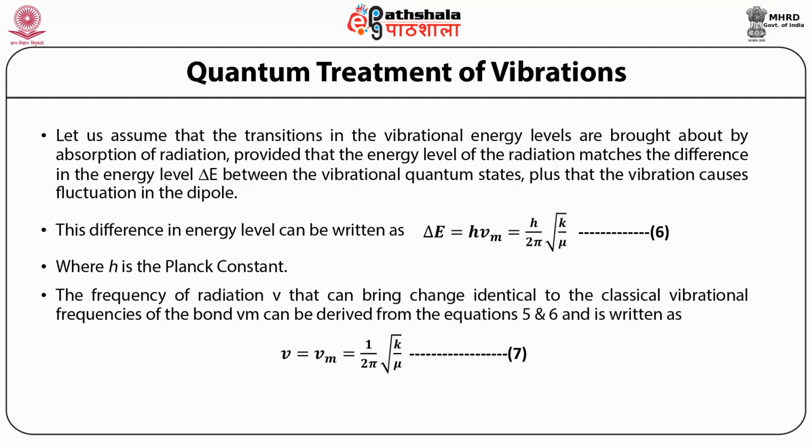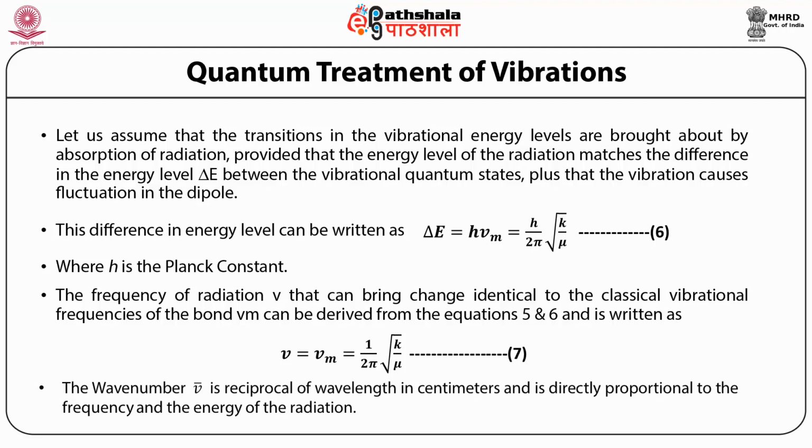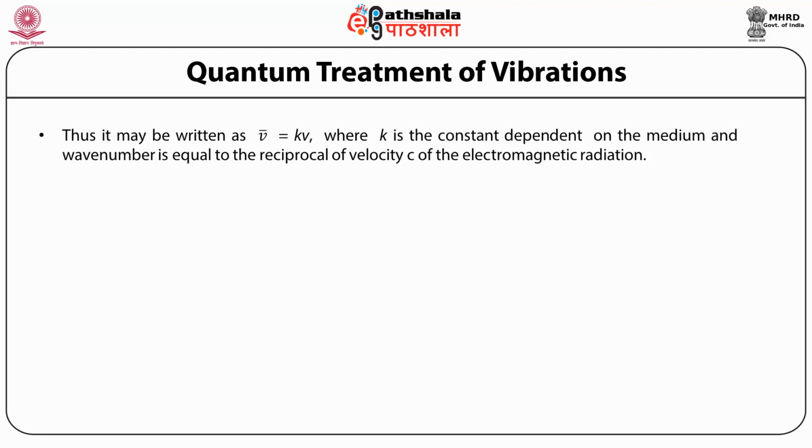This is equal to 1 by 2 pi into root of k by mu. This is equation 7. The wave number nu bar is the reciprocal of wavelength in centimeter and is directly proportional to the frequency and the energy of the radiation. Thus, it may be written as nu bar equals k nu, where k is the constant of the medium, and wave number is the reciprocal of velocity c of the electromagnetic radiation.